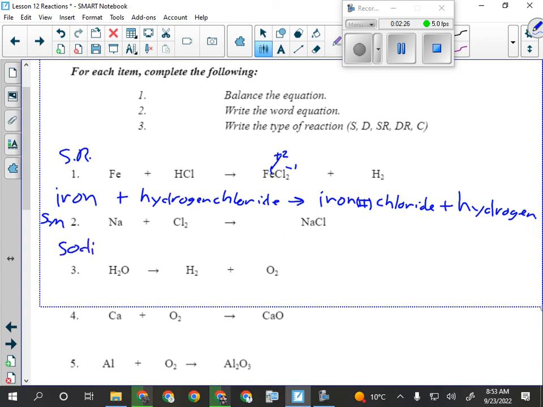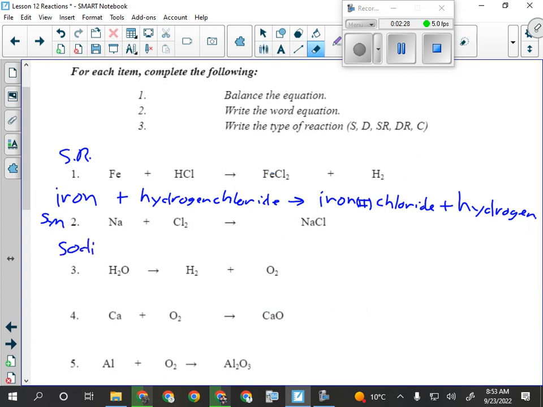Oh, I didn't balance the first one. Oops. Okay, what should I balance first in the first one? Yeah, I can balance the chlorine or the hydrogen. They're both 2s, but chlorine came first. So, okay, there's 2 chlorines here. So what needs to go here? Does that fix the hydrogen problem as well? We're done. Okay, that's all there is to that one.